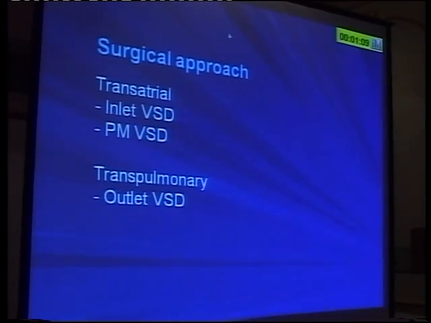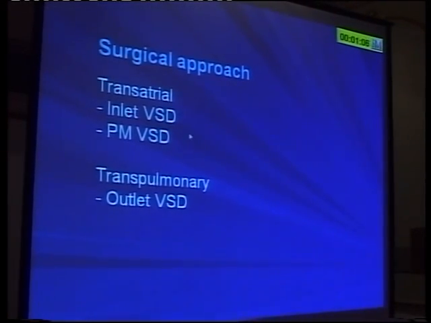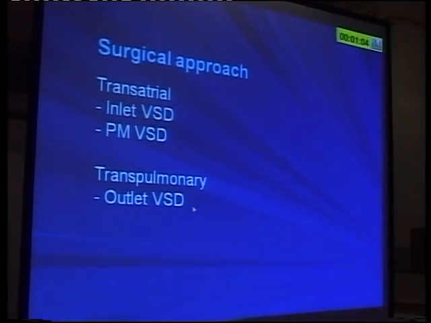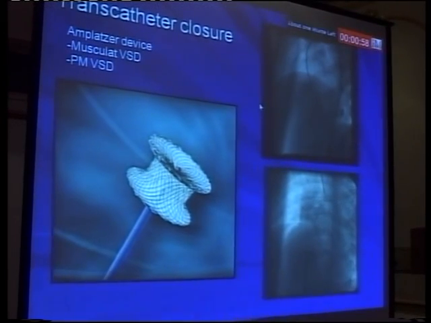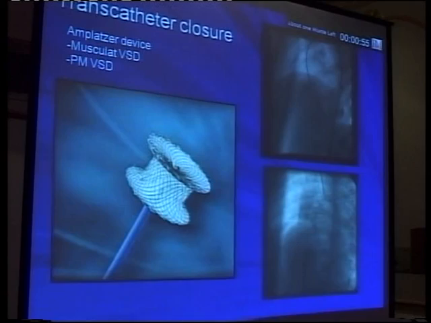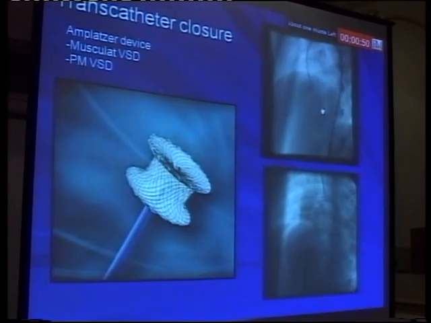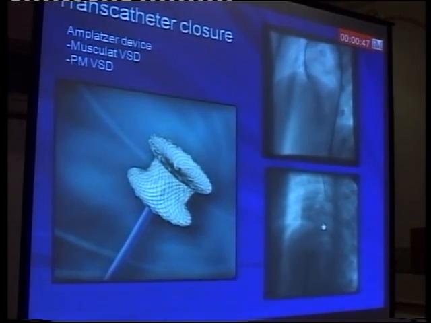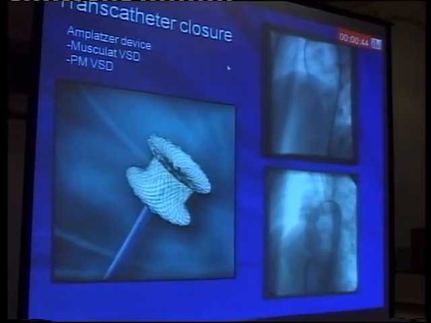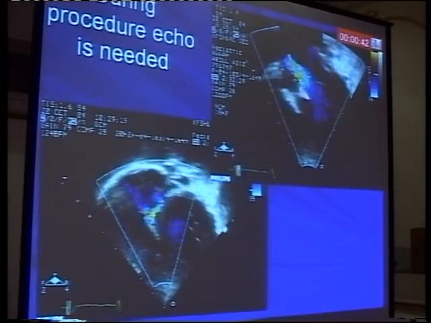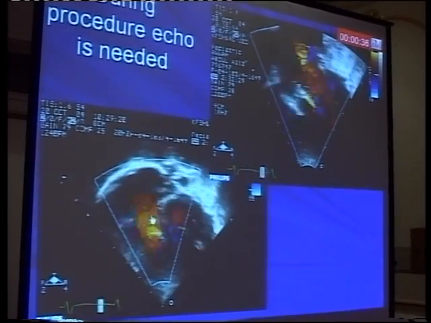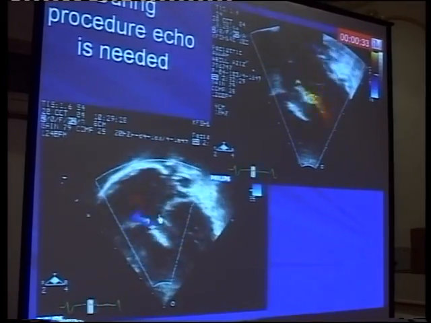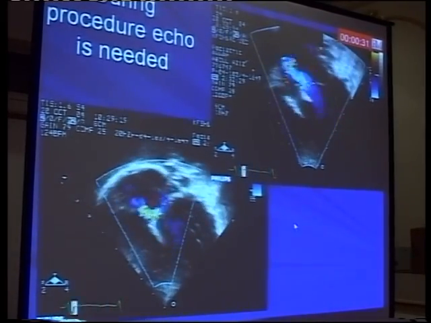But most of them go to a surgical approach, which is usually transatrial in inlet and perimembranous VSD, and transpulmonic in outlet VSD. You can go to the cath lab and close the VSD, especially muscular and perimembranous VSD, with an implanter, although some people are shying away from the perimembranous VSD. You can introduce your implanter from the aorta or from the IVC. We usually take a look by echo, and you can see the implanter here is encroaching on the tricuspid valve, so we pull back the implanter and apply it again.